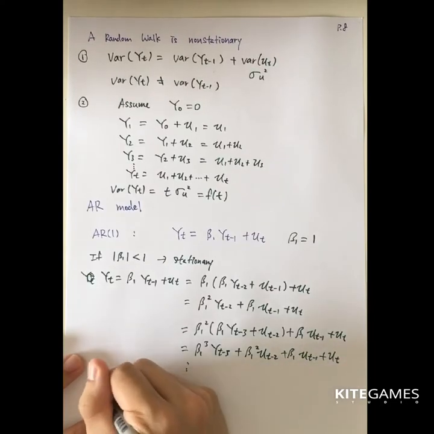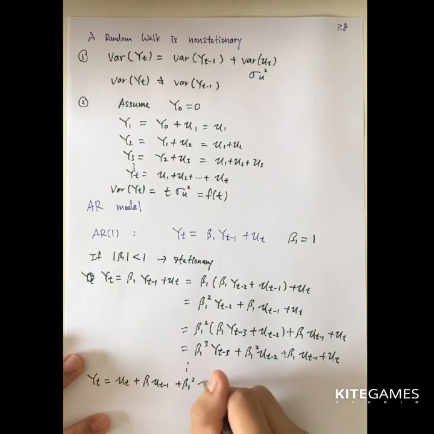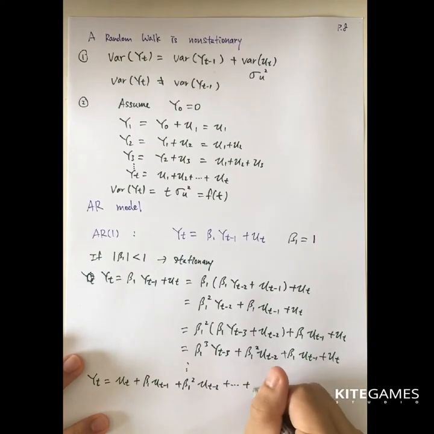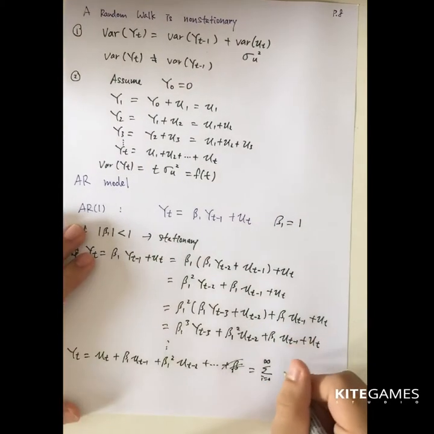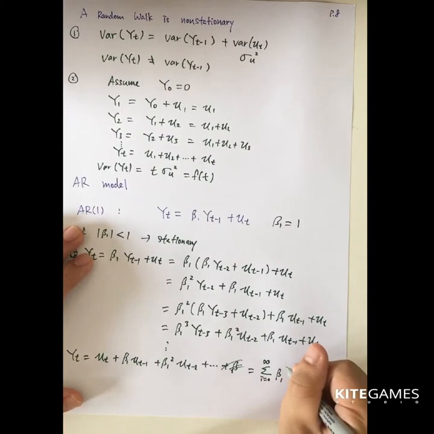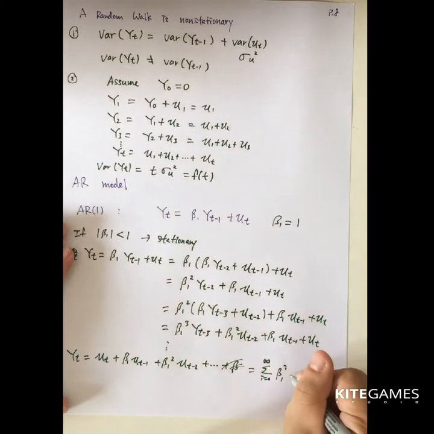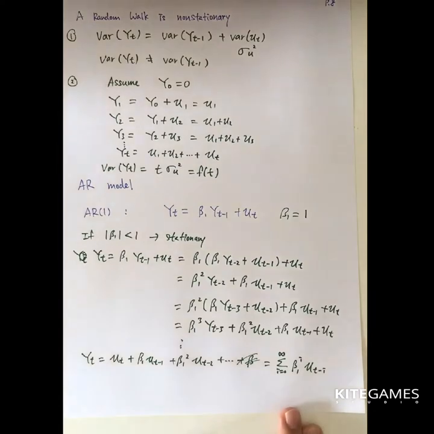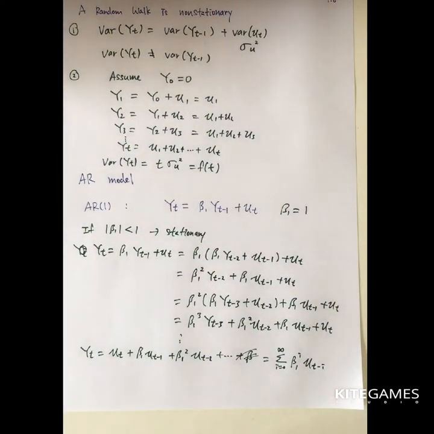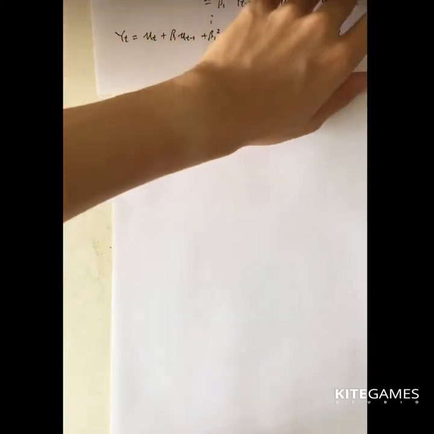So at the end, I will get y_t equal to u_t plus beta 1 u_{t-1} plus beta 1 squared u_{t-2} plus, up to infinity. So this is equal to the sum from i equals 0 to infinity of beta 1 to the power i times u_{t-i}. Well, we can get to this relation. Then let's check all the joint distributions.